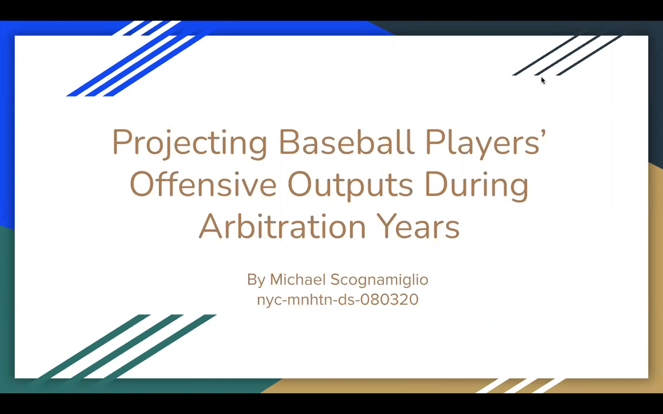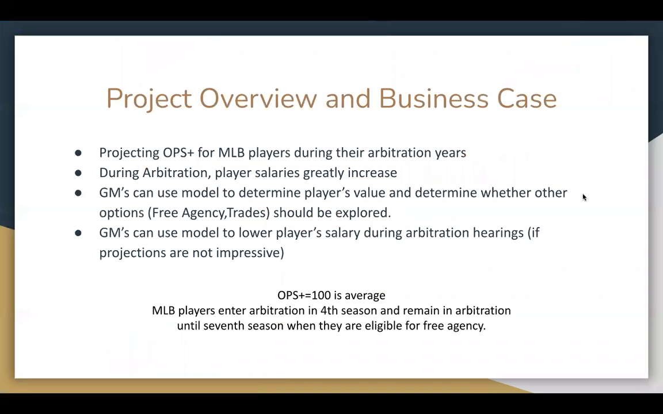My final project was about projecting baseball players' offensive outputs during their arbitration years. So basically, I've been projecting OPS plus for MLB players during years 4 to 6 of their careers, where they enter arbitration. During arbitration, player salaries greatly increase.